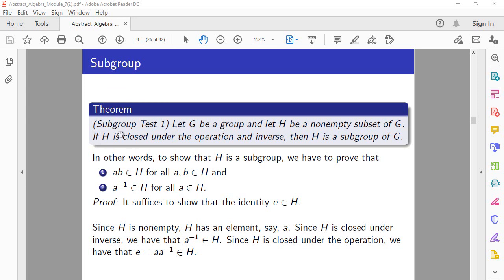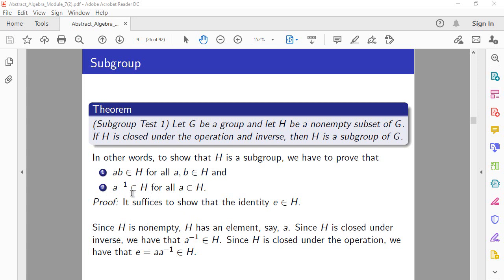Okay, let's prove why this test is true. So the assumptions of the test are 1 and 2, right? So assuming 1 and 2, we want to show that H is a subgroup. Well, notice that 1 says H is closed under the operation, and 2 says that each element of H has an inverse.